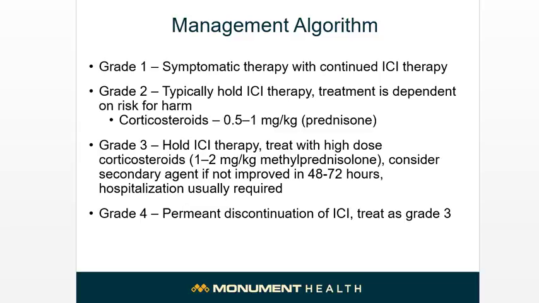For patients presenting with grade 3, again, hold the immune checkpoint inhibitor and treat with a higher dose of corticosteroids, so 1 to 2 milligrams per kilogram of methylprednisolone per day, and then you can consider a secondary agent if the patient does not improve within 48 to 72 hours. For patients who present with a grade 4 irAE, they automatically require that the immune checkpoint inhibitor be discontinued and then to treat as a grade 3.